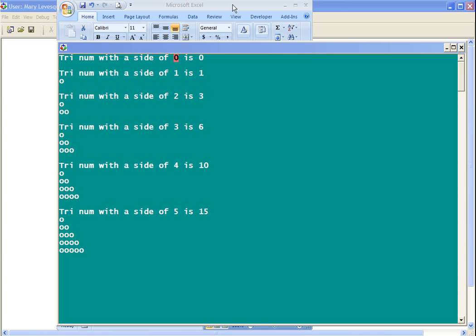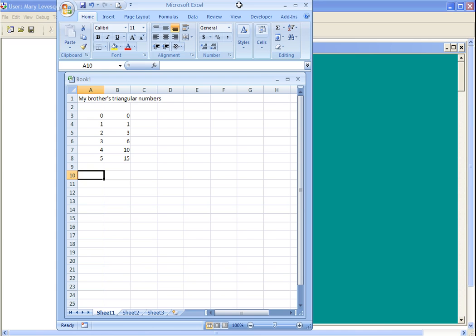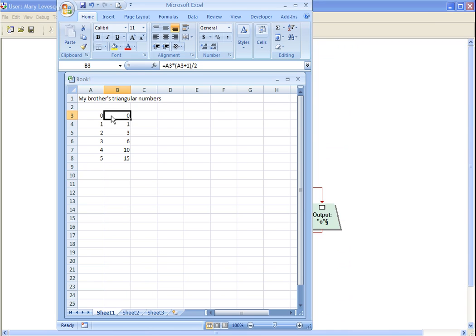This is okay if you just draw it, but at the tender age of, I think, about 6th grade, he was able to figure out the formula. We take that side, multiply it by itself plus 1, and divide it by 2, and we come up with that number. So let's go back to my drawing of them.